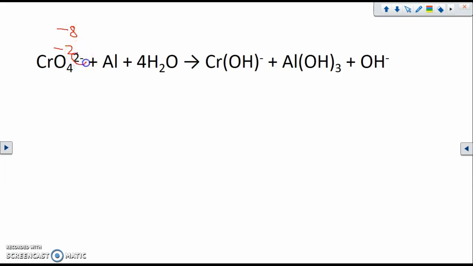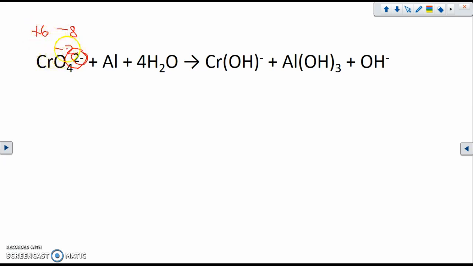Now, the overall charge for chromium and oxygen is -2. So in order for me to get -2, the charge of chromium then has to be +6. Because +6 and -8 gives you -2. So that's the charge of chromium, +6.